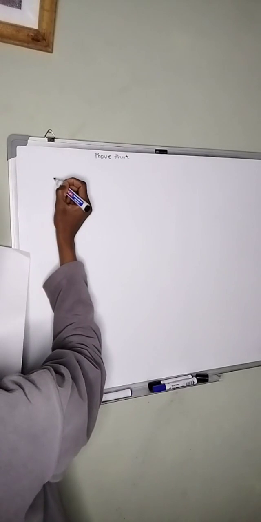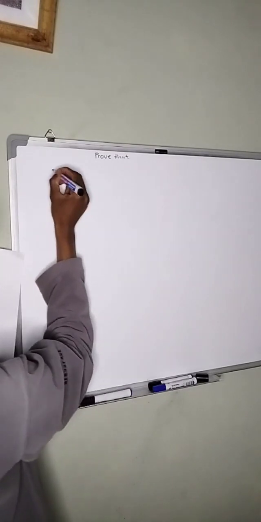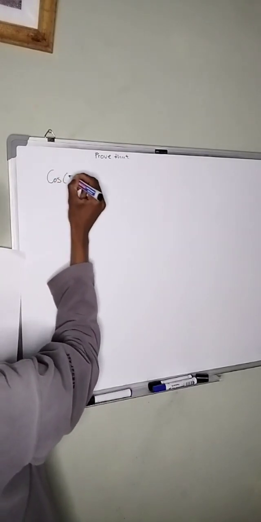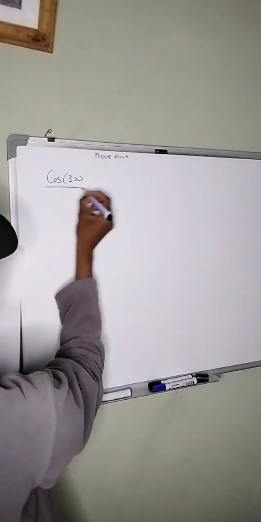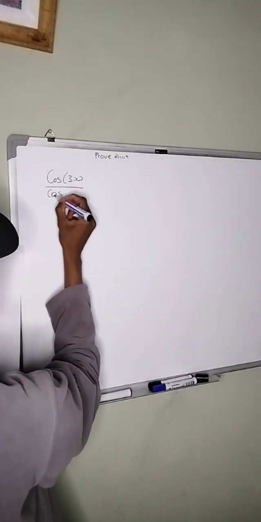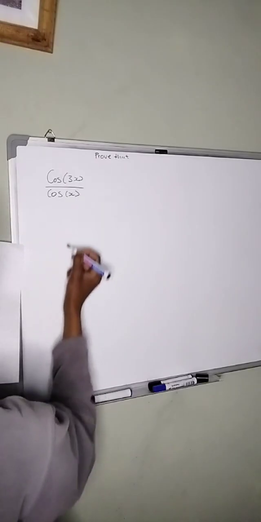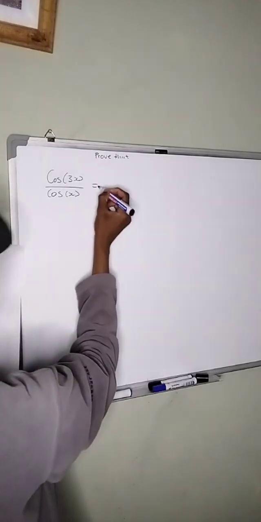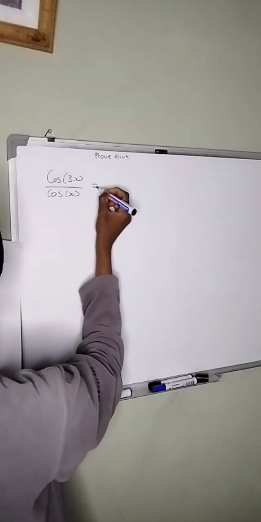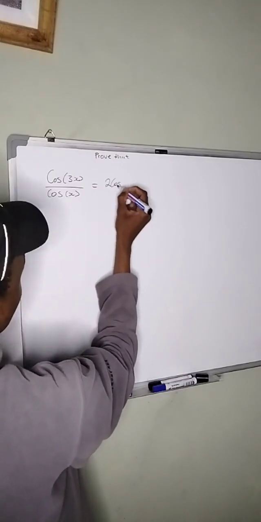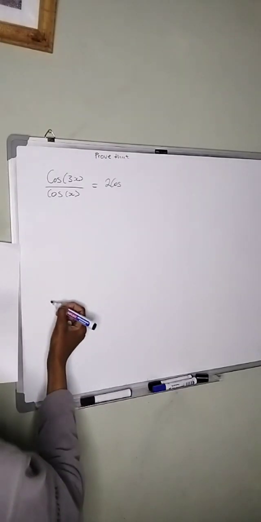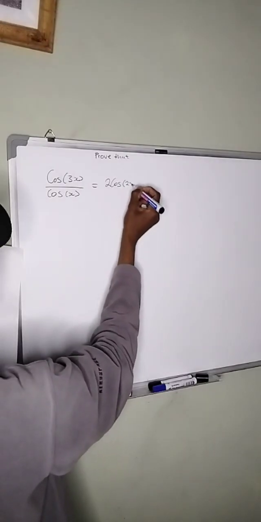So cos 3x divided by cos x, right? It's going to be equal to what? 2 cos 2x minus 1.